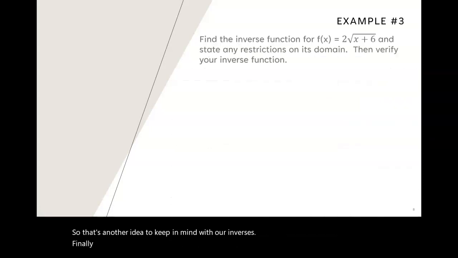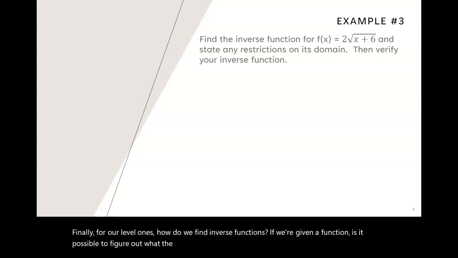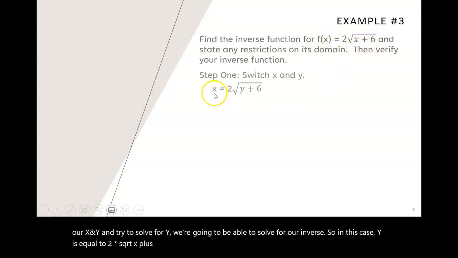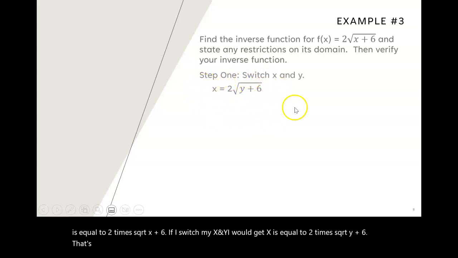Finally, for our level ones, how do we find inverse functions? If we're given a function, is it possible to figure out what the inverse function is? Well, of course, the answer is yes. If we switch our x and y and try to solve for y, we're going to be able to solve for our inverse. So in this case, y was equal to 2 times the square root of x plus 6. If I switch my x and my y, I would get x is equal to 2 times the square root of y plus 6. That's what we do with inverses, switch our inputs and our outputs.